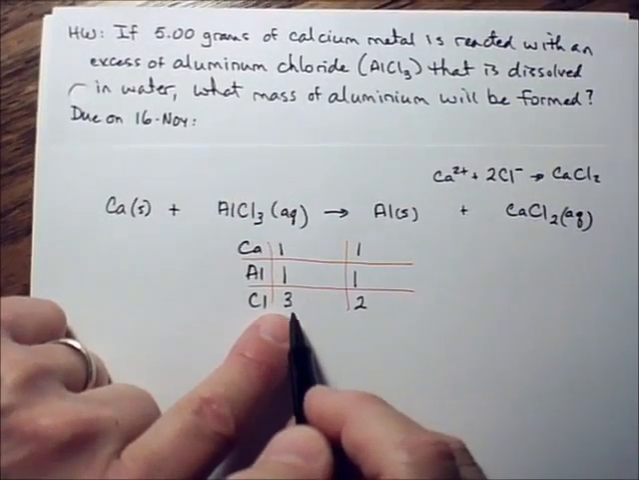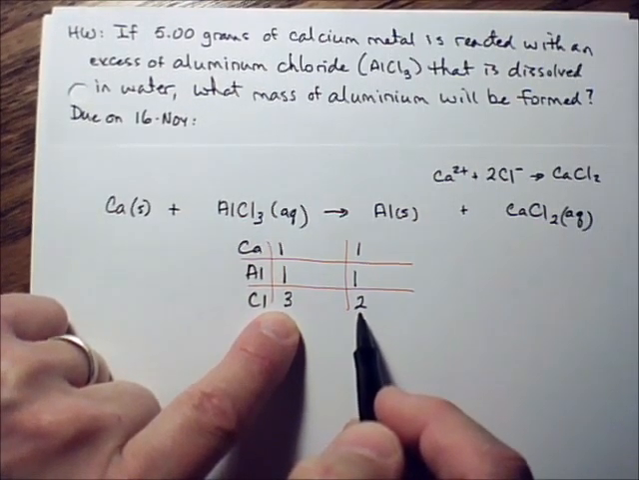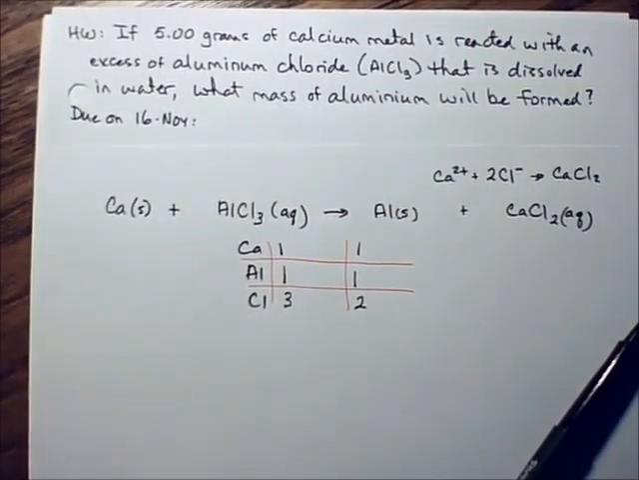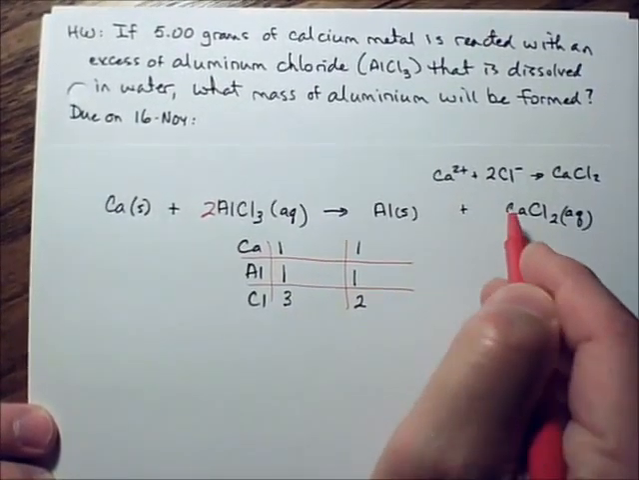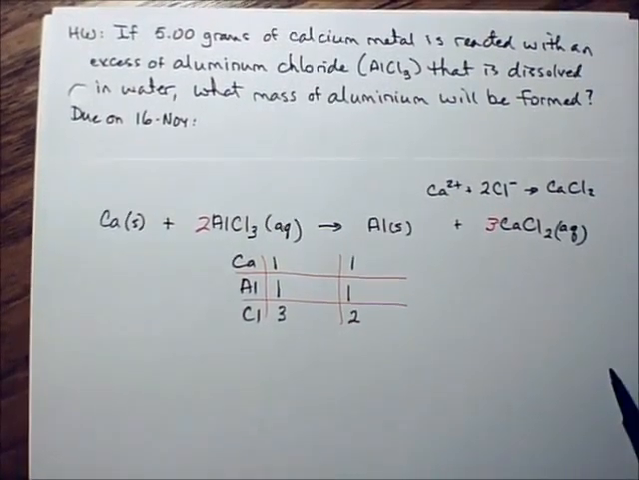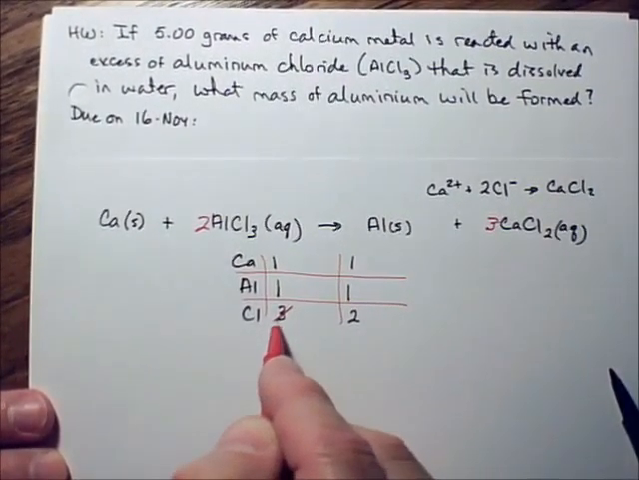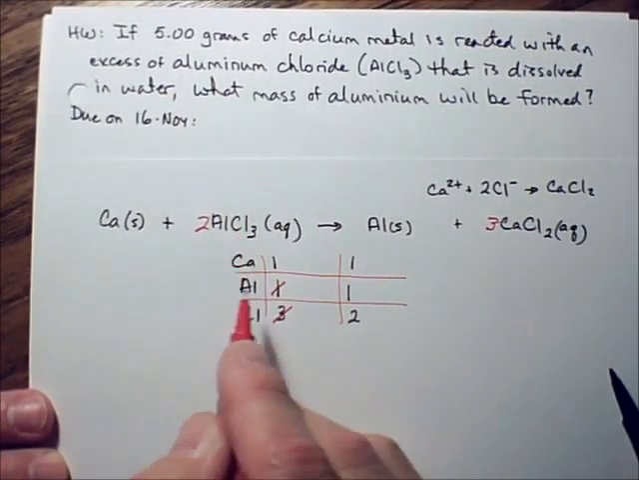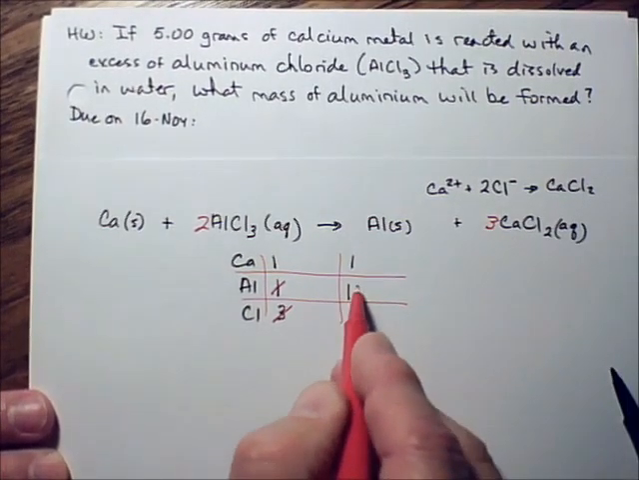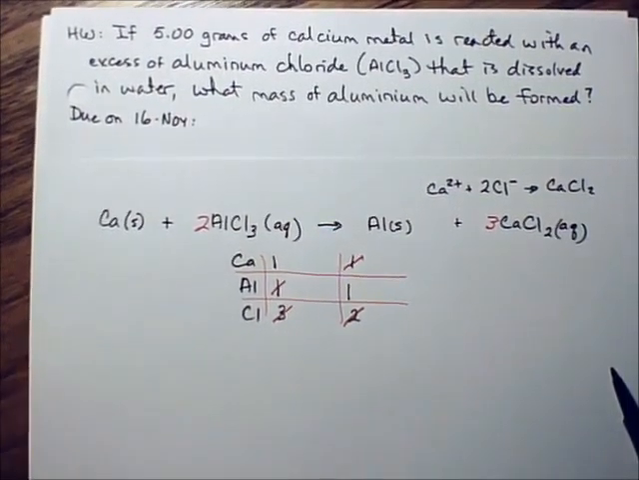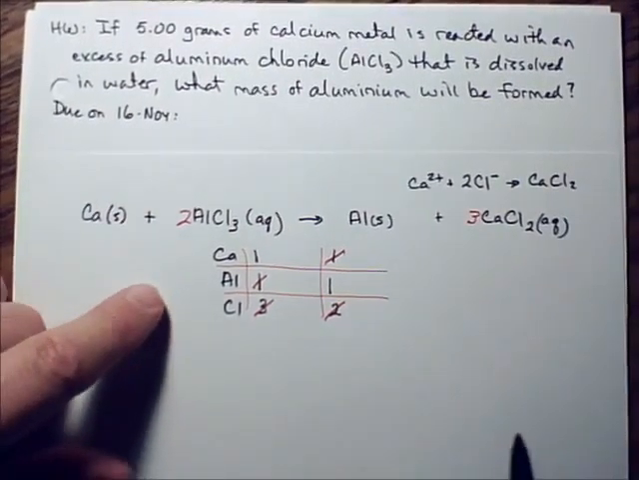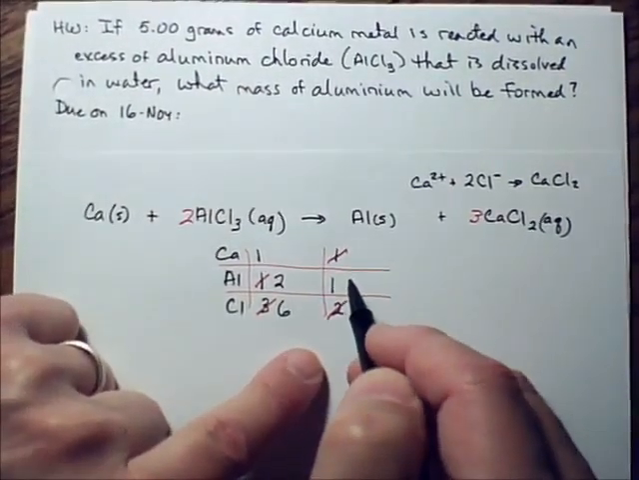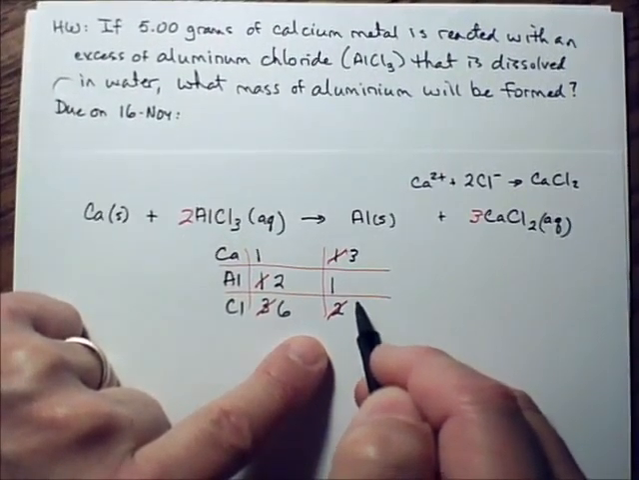If I have 3 chlorines on this side and 2 on this side, the easiest way to get it to be the same, and you don't have to do it that way, but the easiest way is to put a 2 here and a 3 here. Okay? So that changes the number of chlorines, but it also changes the number of aluminums on this side because I have both those in that formula. And it changes the number of calciums and chlorines on this side. So now we need to recount those. I now have 2 aluminums and 6 chlorines. And over here I have 3 calciums and 6 chlorines.